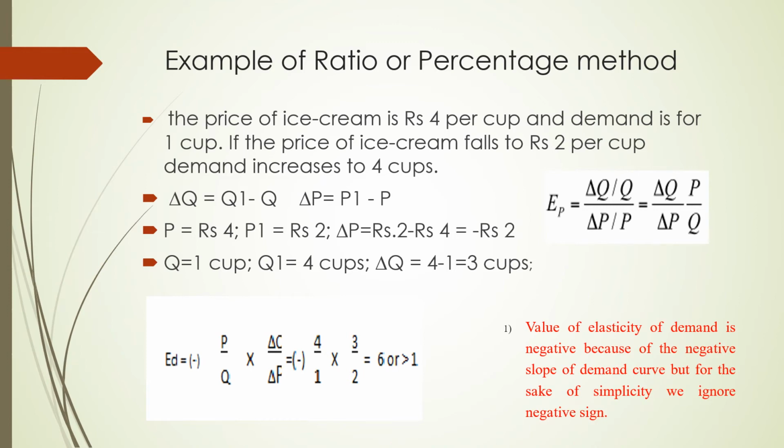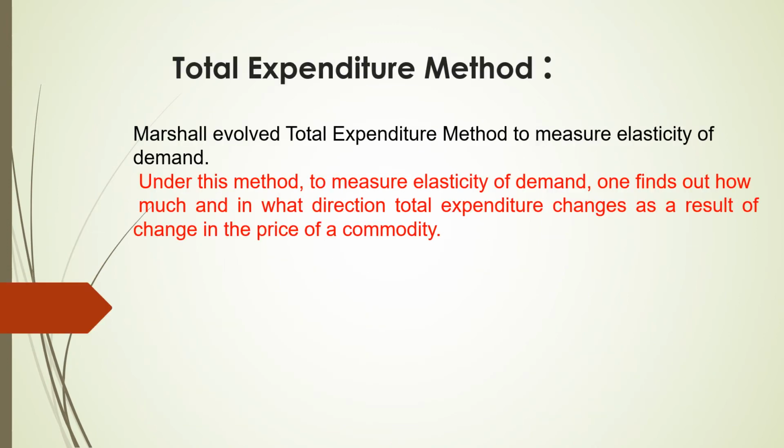Next, I am going to the total expenditure method. This method is also given by Professor Marshall. Under this method, very important, to measure the elasticity of demand, one finds out how much and in what direction total expenditure changes as a result of a change in the price of the commodity. It means when price changes, class, now we are in the total expenditure method.